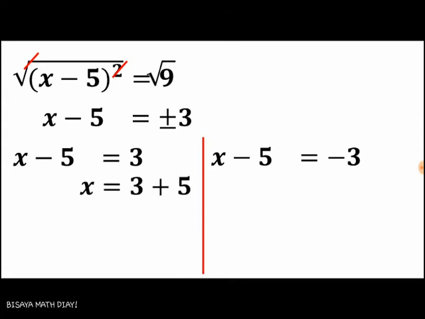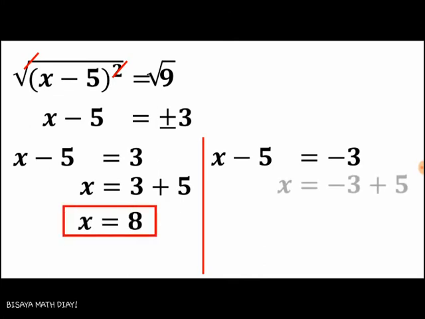So you move negative 5 to the other side, ang negative mahimong positive, so x is equal to 8. While on the other side is same process, we move negative 5 to the other side, pag-abot na himong positive. So negative 3 plus 5 will give us positive 2.